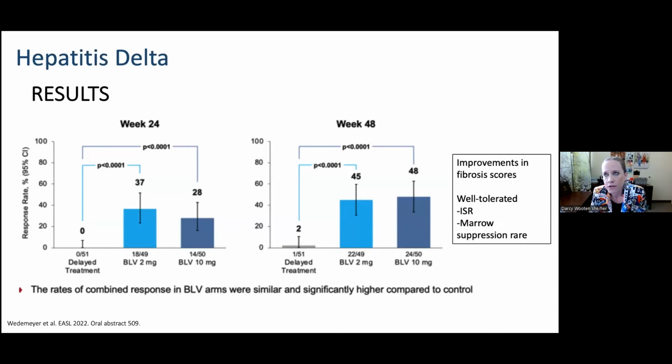Other outcomes that were looked at were fibrosis scores, and patients in the bulevirtide group had improved fibrosis scores. This is a sub-Q daily administered therapy, so a little bit rough in that regard, but it was fairly well tolerated. Injection site reactions were common but mild and didn't lead to discontinuations, and then very, very rarely patients developed marrow suppression, needing to come off of the therapy.